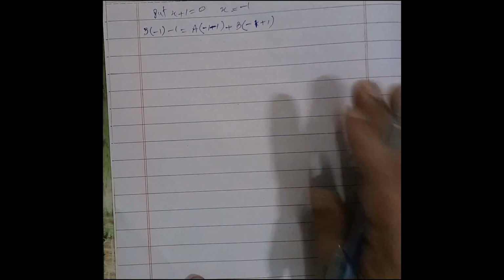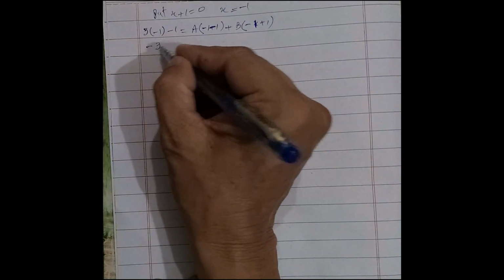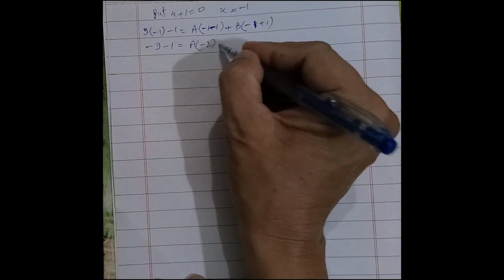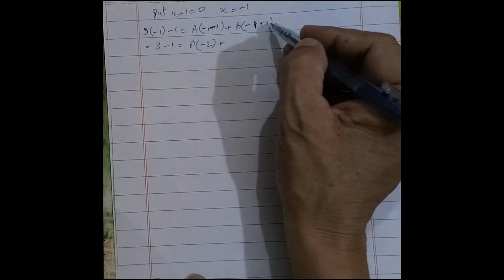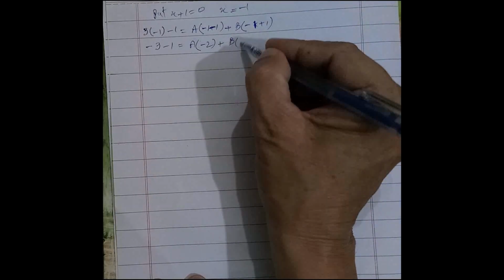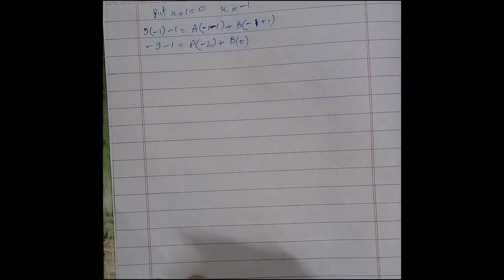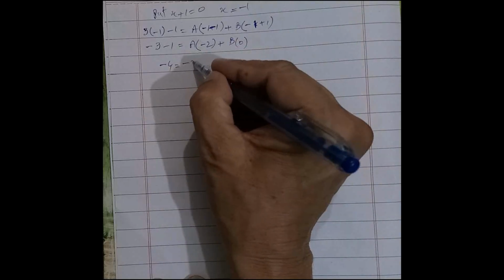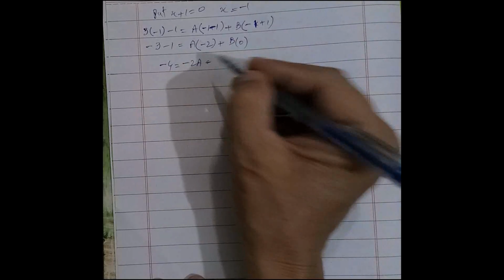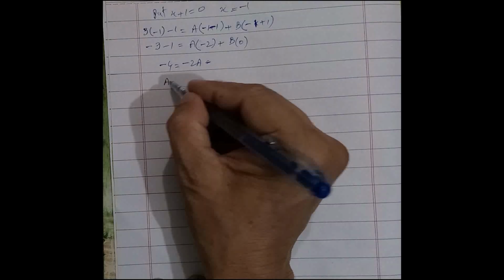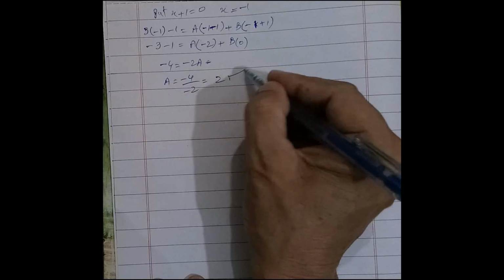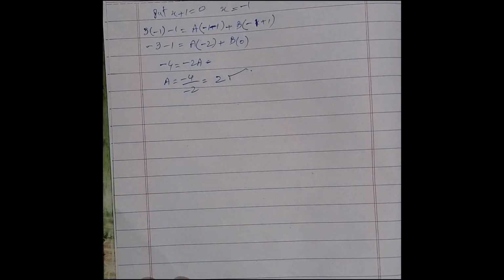Now simplify these values. We get minus 3 minus 1 is equal to a into minus 2 plus b into minus 1 plus 1, which is 0, b into 0. Now simplify these values. Minus 3 minus 1 is equal to minus 4 is equal to minus 2a. And the value of a is equal to minus 4 over minus 2, which is equal to 2. And it is the value of a in this fraction.